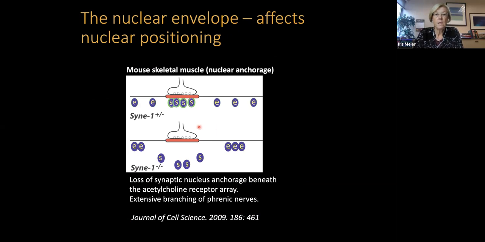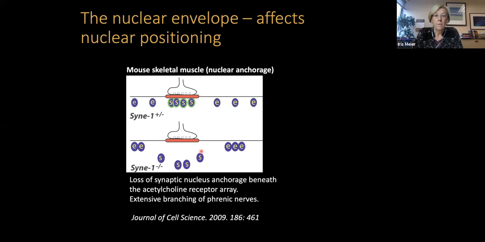I picked one example here from the mouse skeletal muscle. These are syncytia, right? So these are long stretched out cells with a number of nuclei. And there is a subset of nuclei which are called the synaptic nuclei, which are sitting right underneath the synapses. They're held there by protein-protein interactions. You can see in this mutant that this protein-protein interaction is now disrupted.